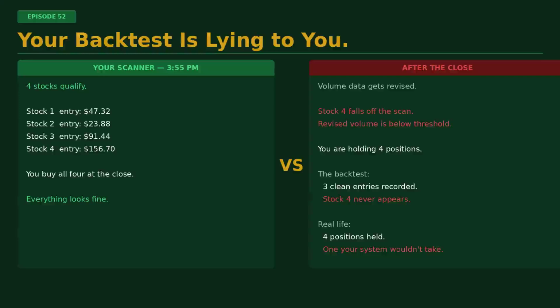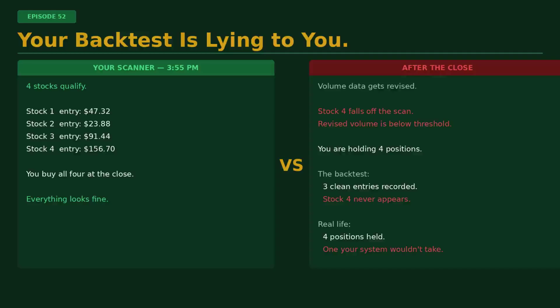I ran my scanner at 3:55 p.m. 4 stocks qualified. I bought all 4 at the close. After the bell, volume data updated. One of those 4 stocks fell off my scan. The backtest shows 3 clean entries. In real life, I'm holding 4 positions, including one my own system never would have taken.